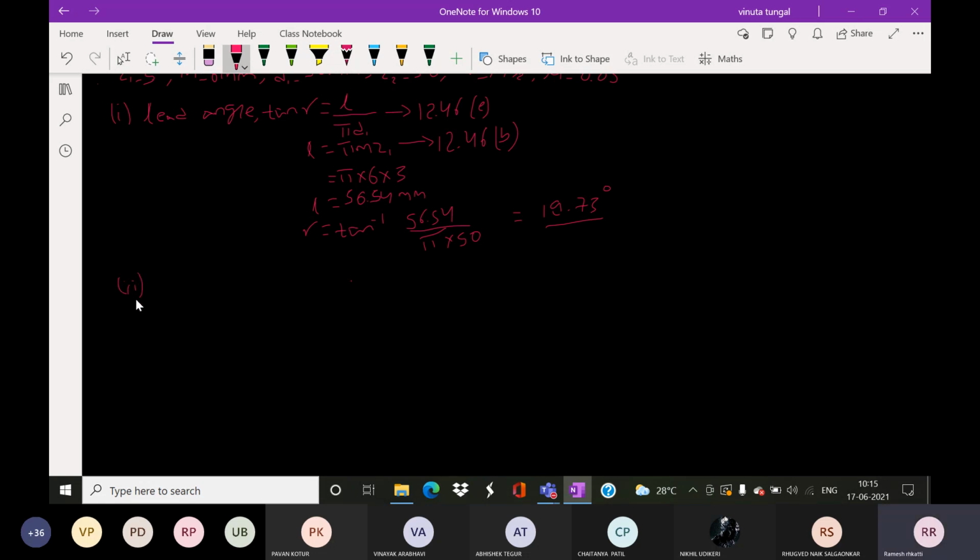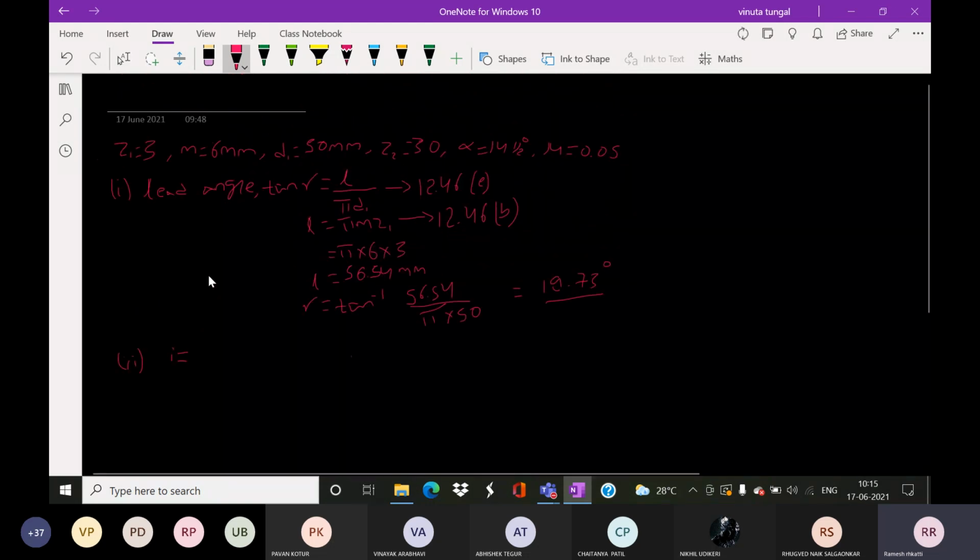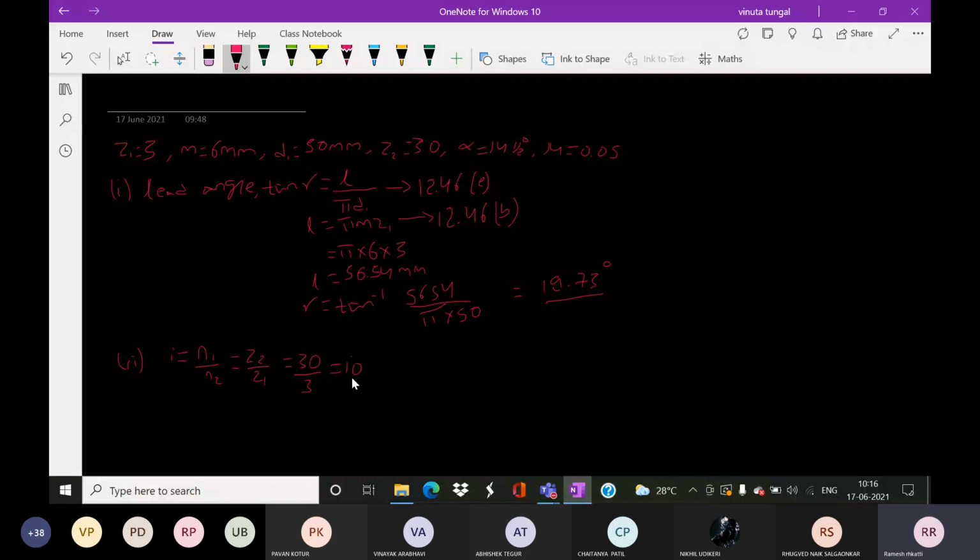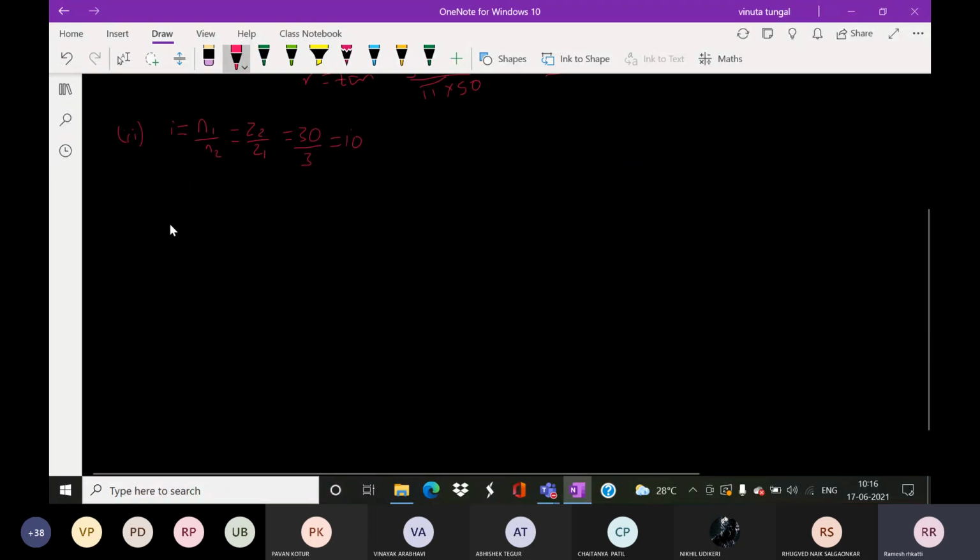Okay. Second, I asked you to calculate the velocity ratio. You know that velocity ratio i is equal to n1 divided by n2, which is equal to z2 divided by z1. In this case, n1 and n2 are not given, whereas z2 and z1 are given. You can substitute that: it is 30 and z1 is given as 3. Therefore, velocity ratio will be 10. Second is over. Next is third.